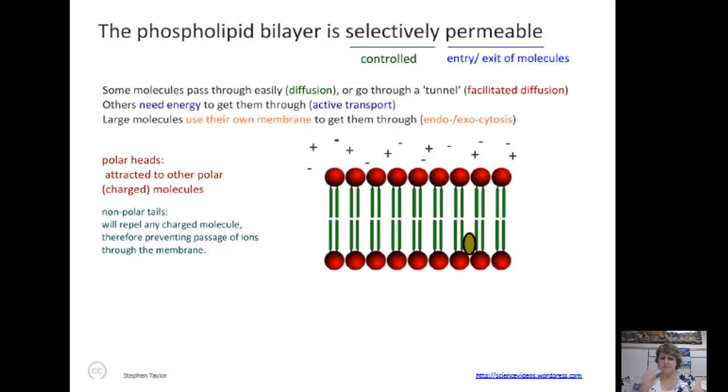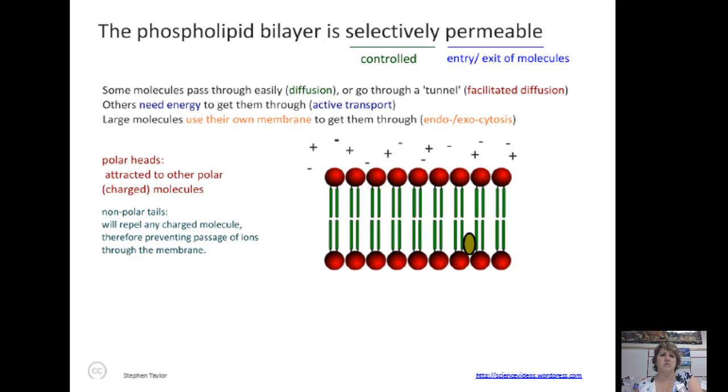All right. So that was it for the first section. So the next section we have is 5.2, and this is passive transport within the cell membrane. So the phospholipid bilayer is what we call selectively permeable. So this is a controlled entry and exit of molecules.